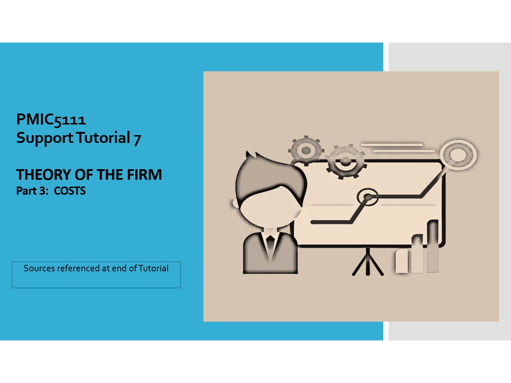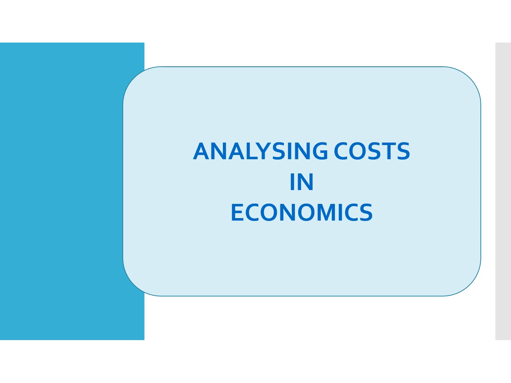Right, students, now we're in part 3 for support tutorial 7, the last section for the theory of the firm, and this deals with costs. We have to analyze our costs, we have to understand them, we have to describe them, we have to calculate them, and then we have to use them.